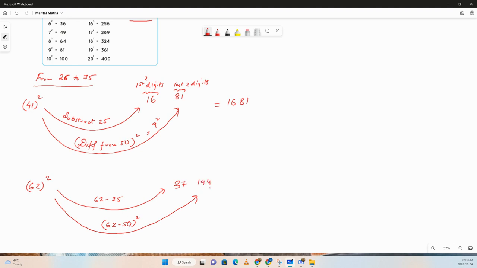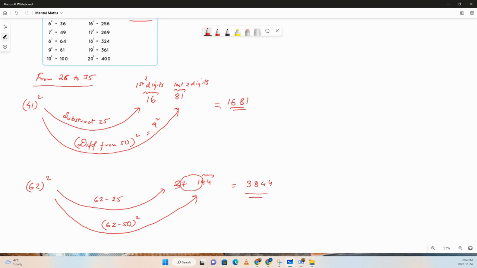is 144. But in this case, as we discussed previously, we can only take the last two digits. So what would we do with the hundreds digit? We will add it to the unit digit of the first two digits. So basically these two would get added up. So the final solution would be 3844. Okay. So always remember, we can only take the last two digits. If we have more than two digits, the hundreds digit would get added to the unit digit of the first two digits. Okay. So that is the only variation you can get here.